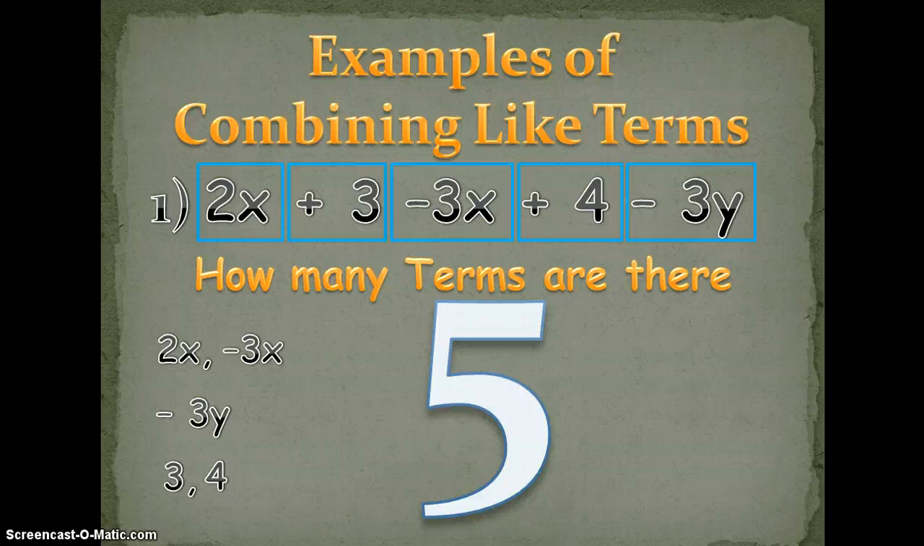Terms are separated by plus and minus signs. I have grouped them down below as like terms. 2x goes with negative 3x. Negative 3y is by itself. There are no like terms with negative 3y. And 3 and 4, since they are constants, constants are considered like terms.